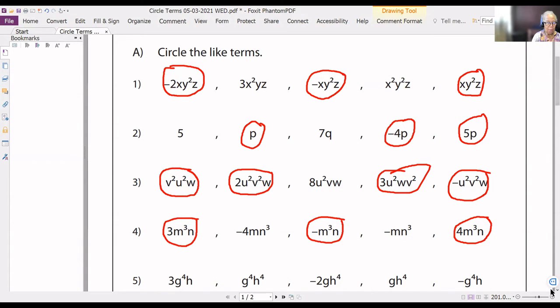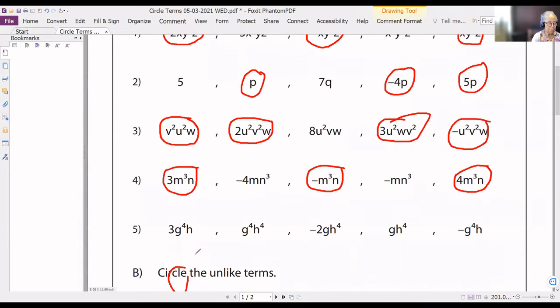And let's look at our number 5. What looks alike? Let's see, G to the fourth H. Do we have that again? G to the fourth H, right? G H to the fourth, G H to the fourth. So we have G to the fourth H, G to the fourth H. Those are like terms. G H to the fourth and G H to the fourth are also like terms.